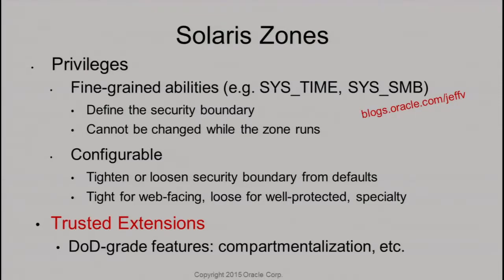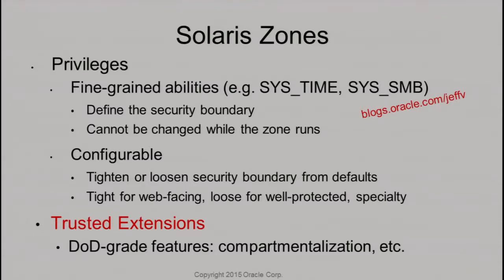So I mentioned those privileges, these fine-grained abilities. Here's the one that allows you to modify the system time clock. Here's one that allows you to be an SMB server. So you can create a zone that serves up files to Microsoft Windows clients out there on the network, or a zone that's the NFS server. You can have lots of these things. I booted 1,000 zones on an 8-core system about 6 years ago, and it was kind of interesting. That's also in my blog.